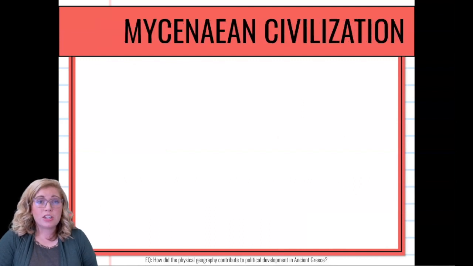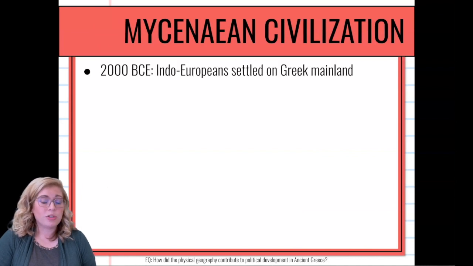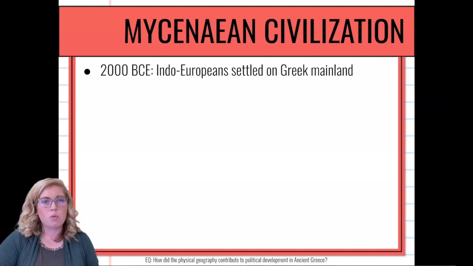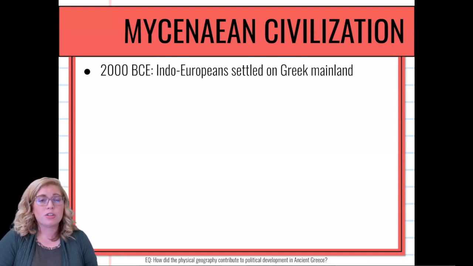So the first civilizations that pop up in Greece were actually known as the Mycenaeans. About 2000 BCE, they pop up. They were a group of Indo-Europeans. Indo-Europeans were basically a collection of nomads who had been traveling throughout modern day northern India, moving towards current day Turkey, towards current day Greece. So they're roaming around, and they end up settling in mainland Greece.